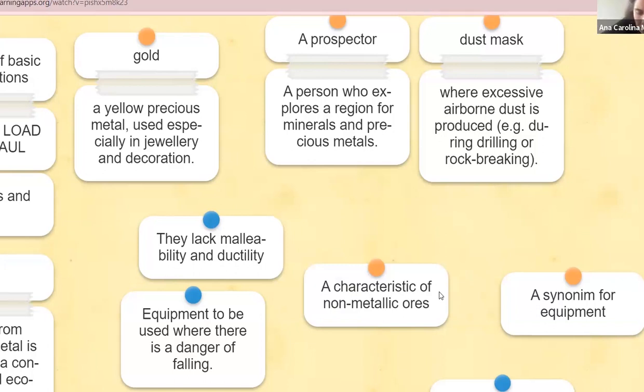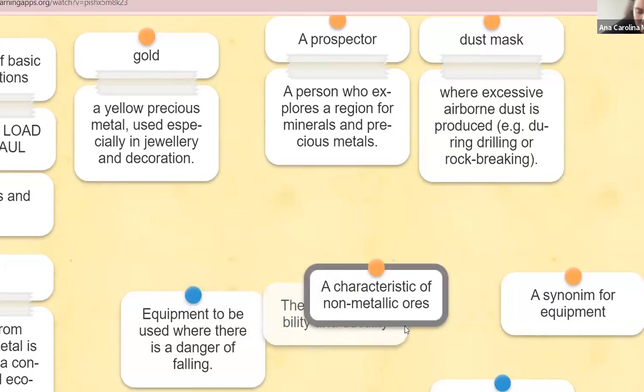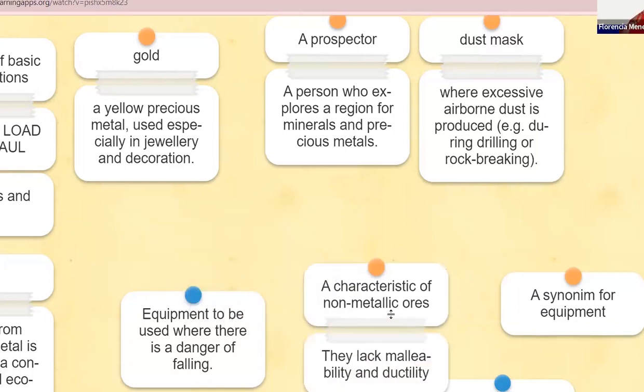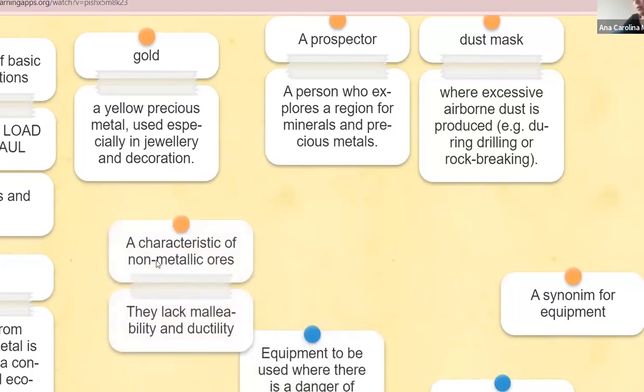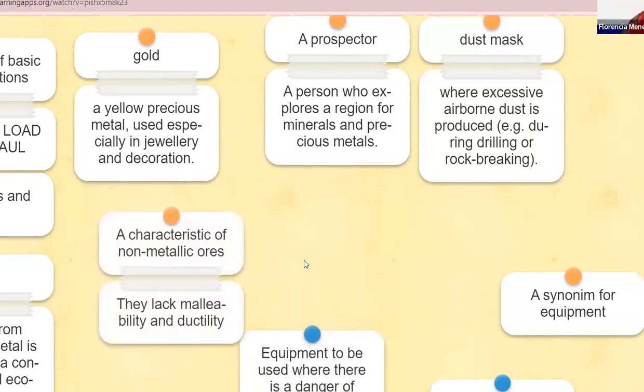They lack malleability and ductility. Yes, very good. They do not have any of those. Sorry, I read wrong. Yeah, so that is perfect. They lack malleability and ductility.